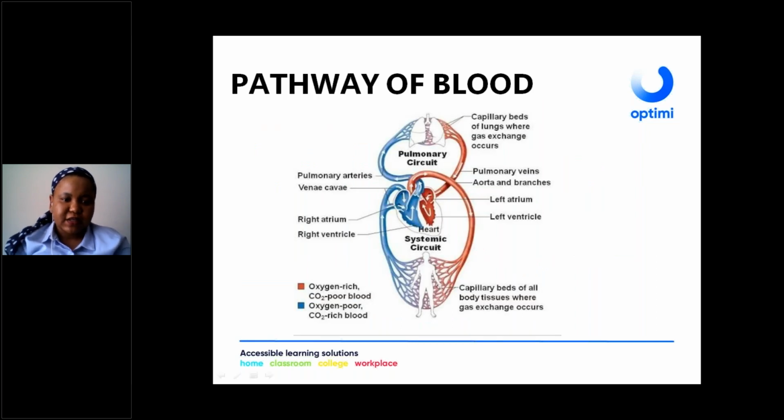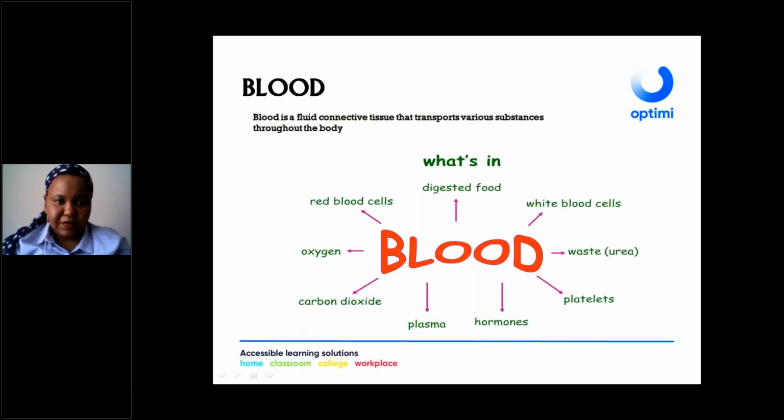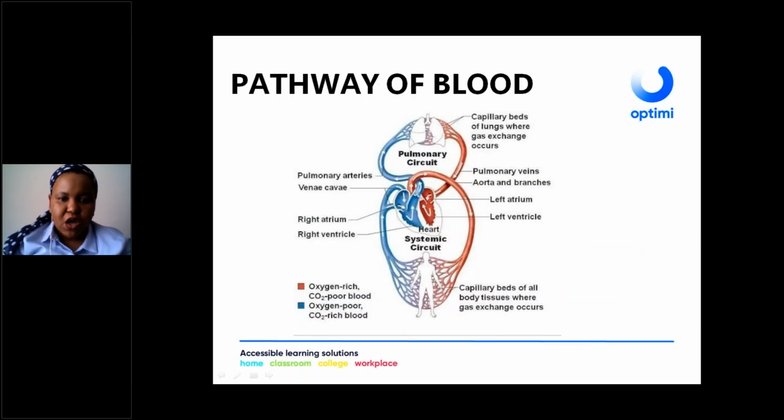Okay, now let's go back to our first slide. I'm just going to give you an overview of how blood travels, I mean, how oxygen travels. So, we inhale oxygen from the atmosphere into the lungs. What happens is there is an alveolus in our lungs that is connected to blood capillaries.